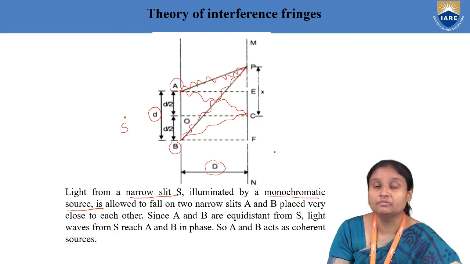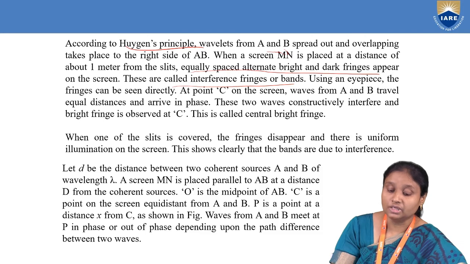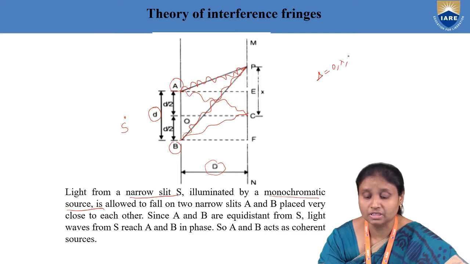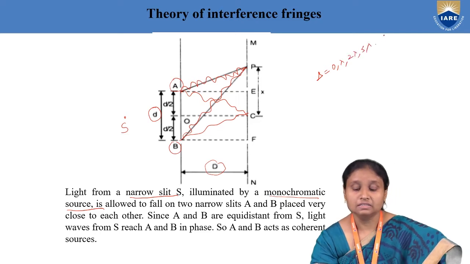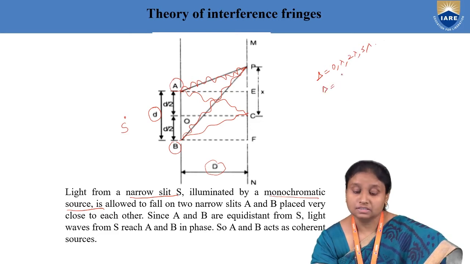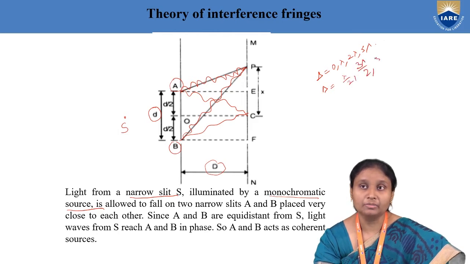Suppose we quickly revise the conditions for maxima and minima. In order to get maxima, our path difference should be equal to an integral multiple of lambda: 0, lambda, 2 lambda, 3 lambda, and so on. Whereas, what should the path difference be in order to get destructive interference, or the dark fringe? Here it is a half integral multiple of lambda. It is given as lambda by 2, 3 lambda by 2, 5 lambda by 2, and so on.